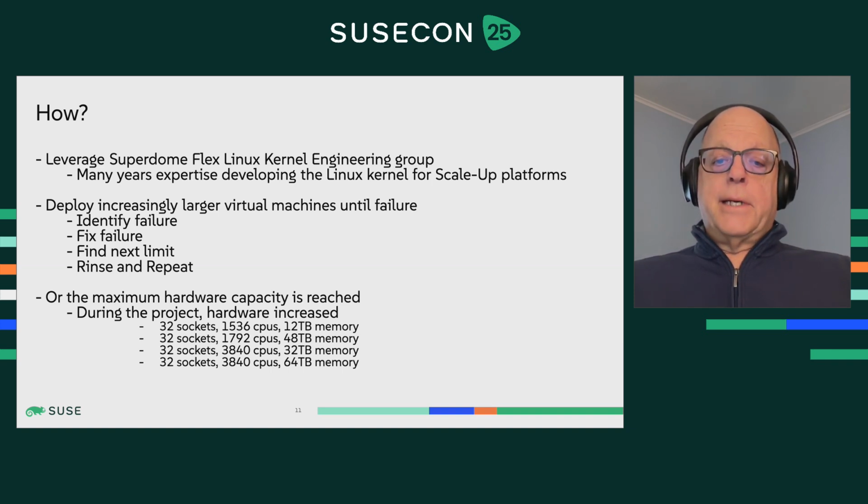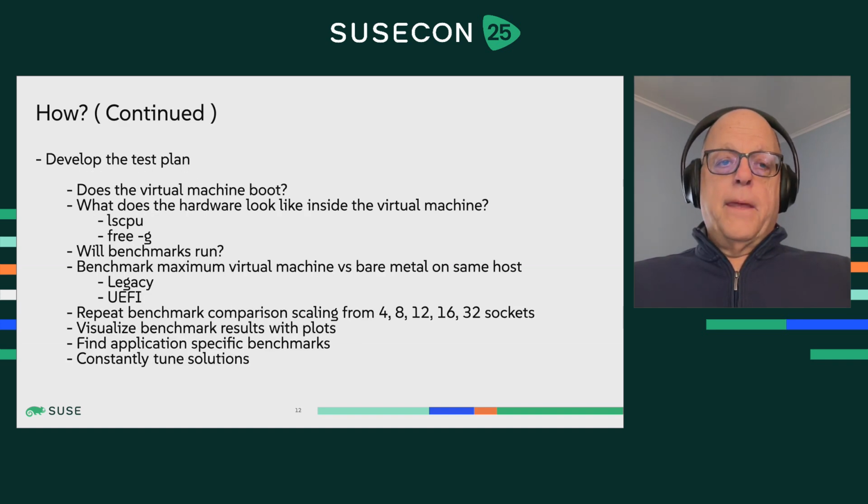During the project over the last 5 years, the hardware has increased. Originally we were working on a platform with 32 sockets, 1,536 CPUs, and 12 terabytes of memory. We had access then to a 32 socket, 1,792 CPU, 48 terabyte system. Then a 32 socket, 3,840 CPU, 32 terabyte system. And finally, where we're at now is a 32 socket, 3,840 CPU, 64 terabyte system.